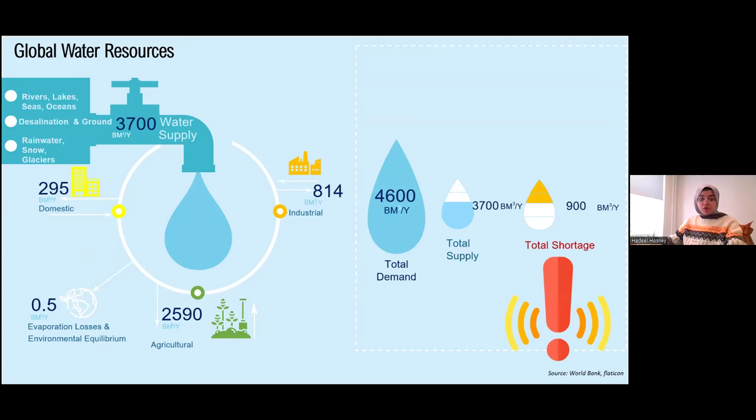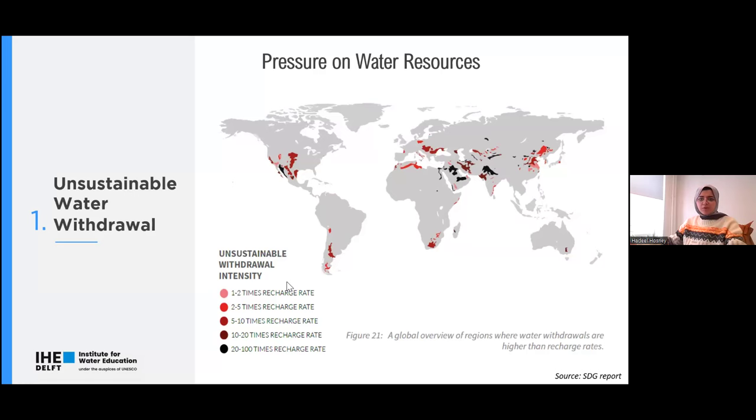In response to water shortages, there has been an increase in the intensity of water withdrawals, which really pushed the limits of sustainability. This trend is clearly depicted in a global overview of regions where water withdrawals exceed recharge rates, as you can see from this figure. According to the United Nations, when a country or a region withdraws 25% or more of its renewable freshwater resource, it is considered a water-stressed country.